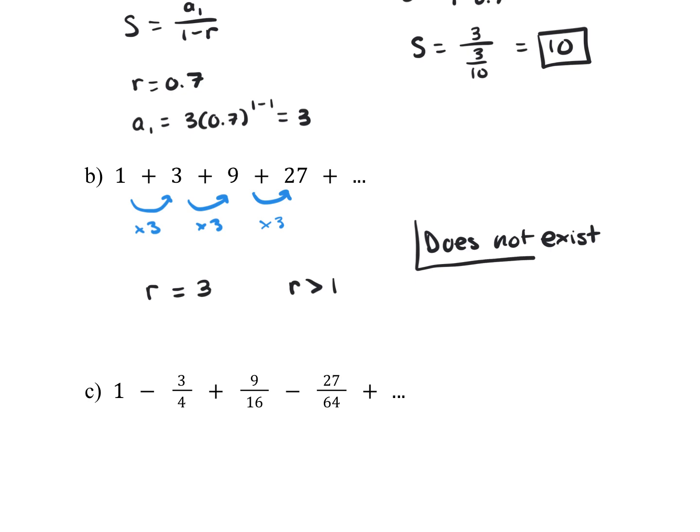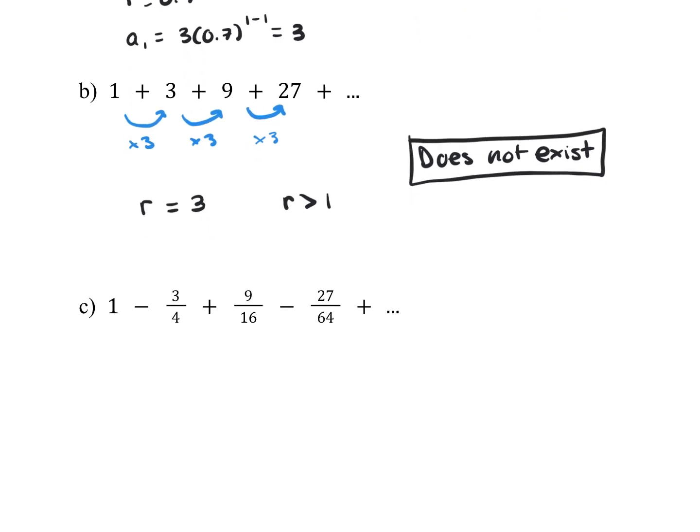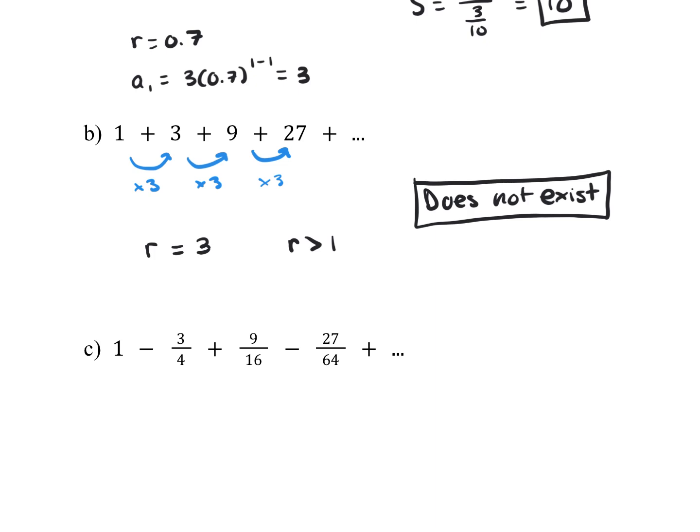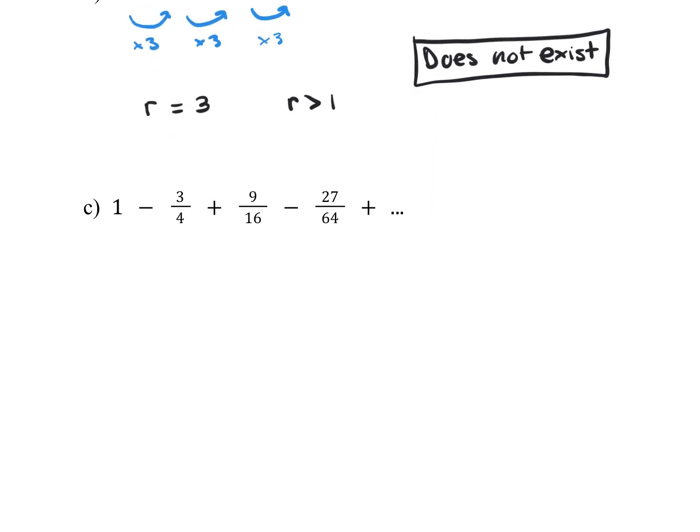And again, that's because our common ratio is greater than 1. If you just kept adding up these values, they're not going to approach any number. It's just going to get infinitely larger. So hopefully that makes sense. All right, let's check this next one.